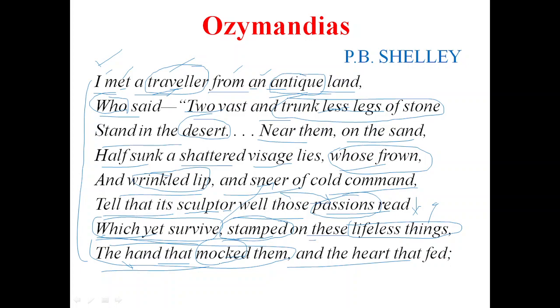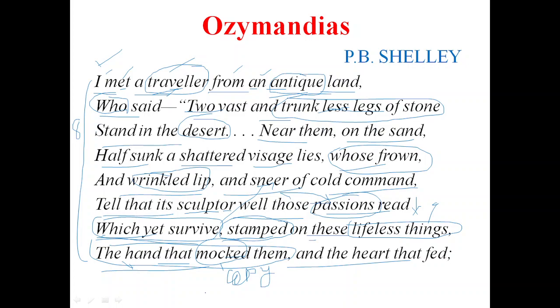And the heart that fed. And he could feel those emotions from his own heart. So whose hand was that which mocked them? The hand of the sculptor. And the heart that fed. And how he copied them onto the stone. So this is the first stanza, which is of 8 lines. 8 lines को हम बोलते हैं octave. जब हम structural analysis पढ़ेंगे, then it will be of help. Okay, so the first stanza is clear to you.